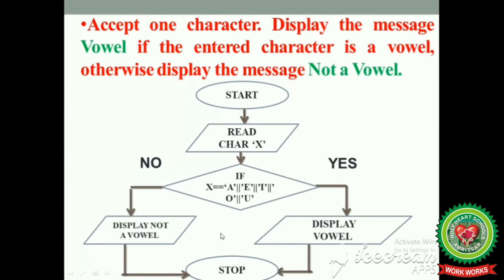Let's take an example. Suppose the value of X is S. Now, S is not a vowel, means not A, E, I, O, U, means our condition is false, means no. Then it will display not a vowel. Suppose the value of X is I, means the condition is true, means yes, then it will display vowel. So students, this is a flowchart to display the message vowel if the entered character is a vowel. Otherwise, display the message not a vowel.